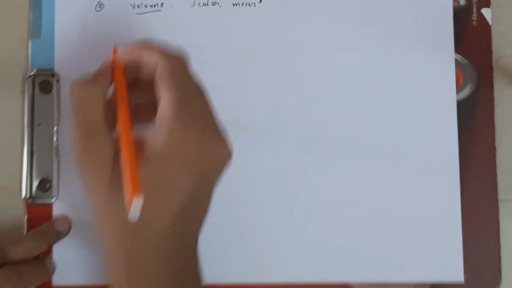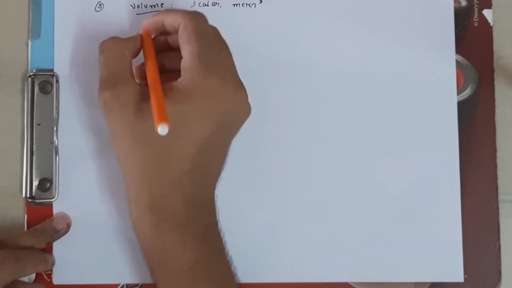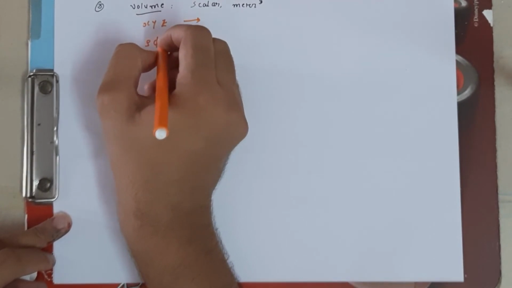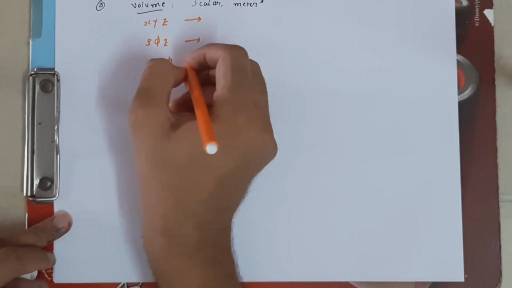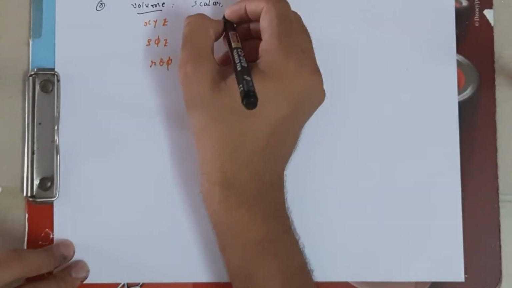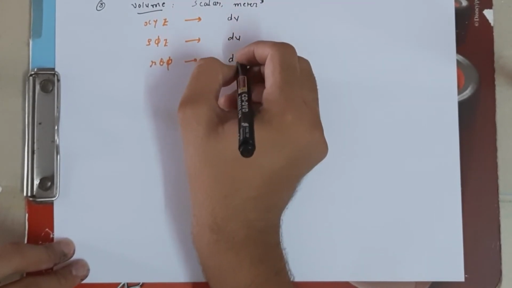Now we have to write the equation for volume in the Cartesian coordinate system, in the cylindrical coordinate system, and in the spherical coordinate system. As we know, the volume is a scalar quantity, so there is no need to draw an arrow on dv.